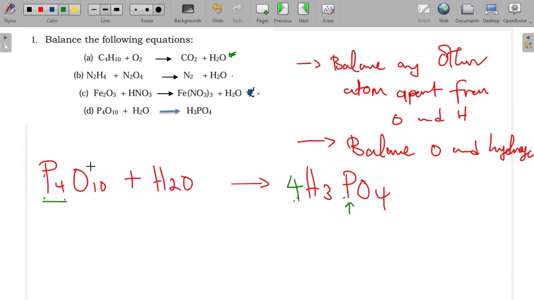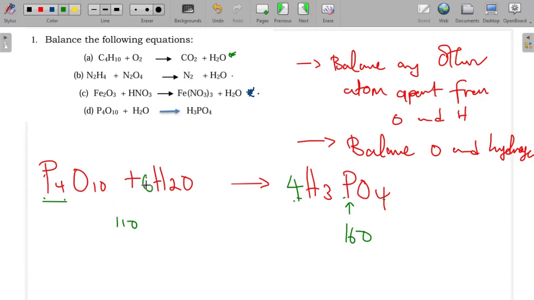From there, I can now balance the oxygen. Here I have 10 plus 1, so I have 11 oxygen on my left. And then here, 4 multiplied by 4 oxygen, so I have 16 oxygens. What can I do to this 11 to make it 16? Since here I have 10, I can just add the 6 here.